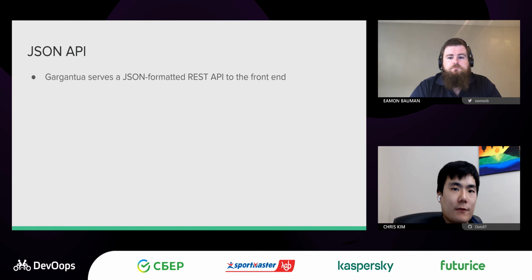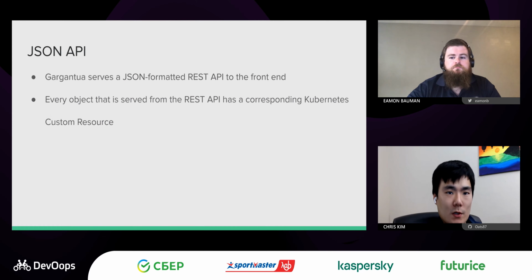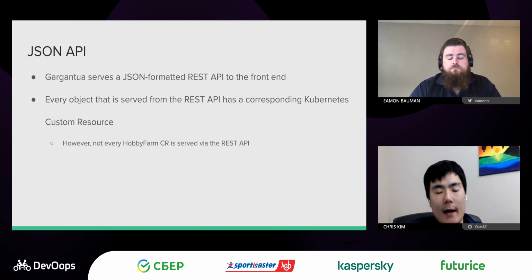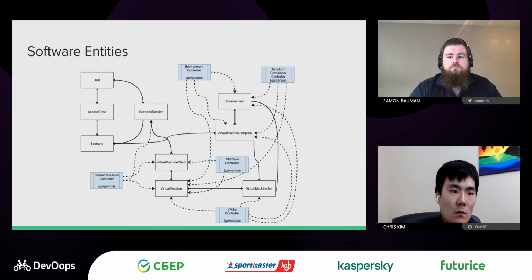Every object that is served from our REST API has a corresponding Kubernetes custom resource. But not every HobbyFarm custom resource is served via the REST API. This is because we have a lot of internal only objects that we use for metadata reconciliation and so forth that don't need to be served to the users. So the API is not one-to-one with the objects.